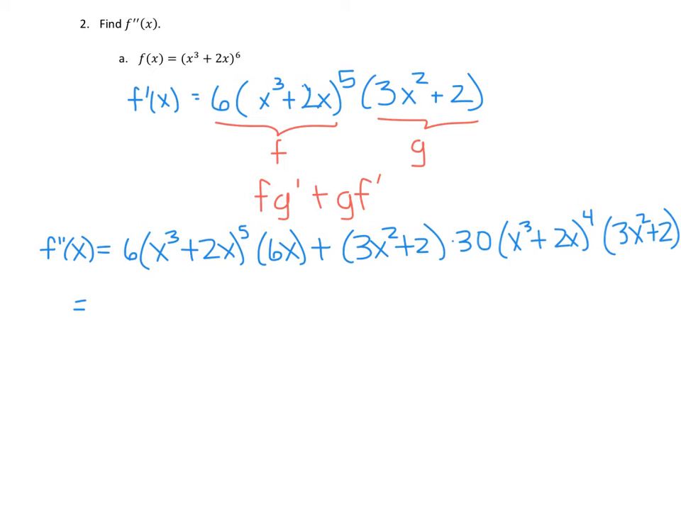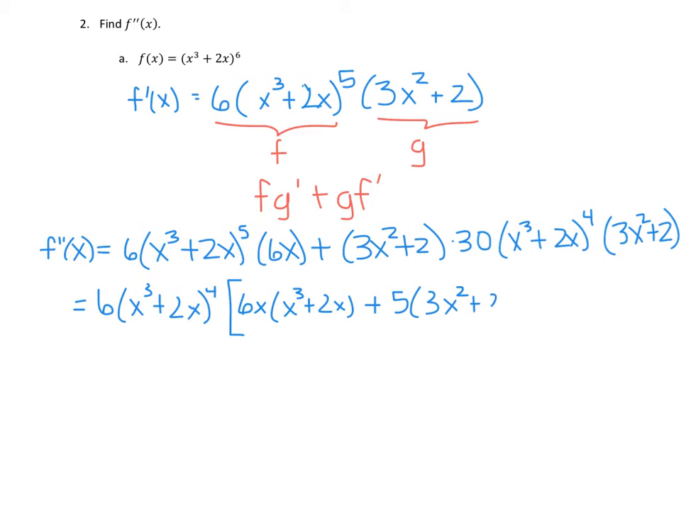Okay, so now let's simplify. We've got common factors that we can factor out. We can factor out a 6, and we can also factor out an x cubed plus 2x to the fourth. Okay, so what are we left with then? So we factored out the 6, so we still have a 6x and then an x cubed plus 2x left in the first term. In the second term, we're left with a 5 because we factored 6 out of the 30, so we have a 5 left. We also have 3x squared plus 2, and we have 2 of those.